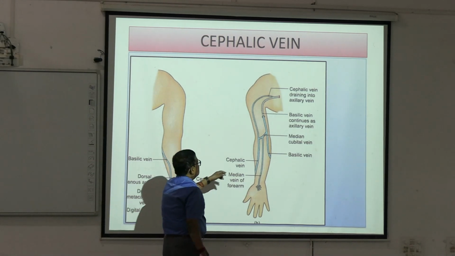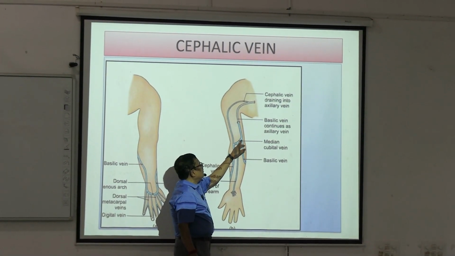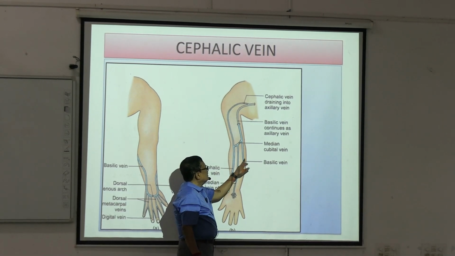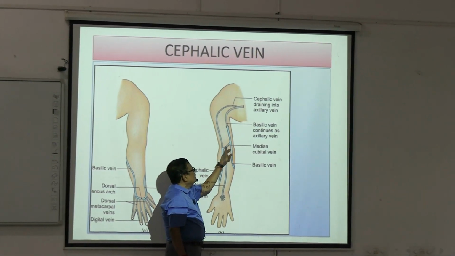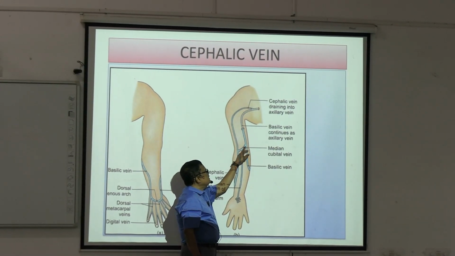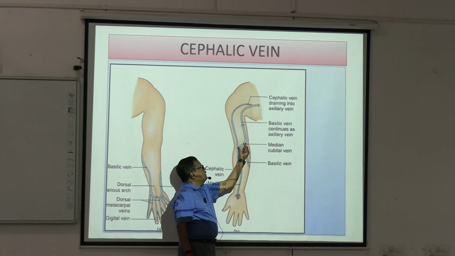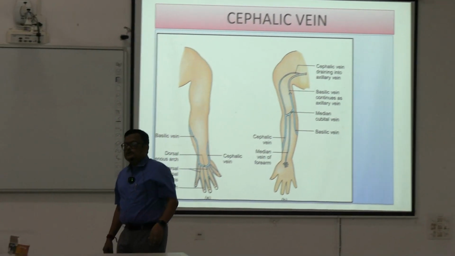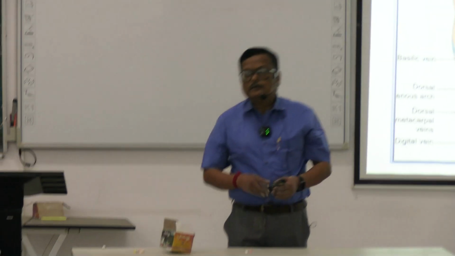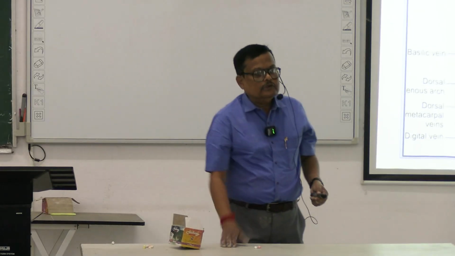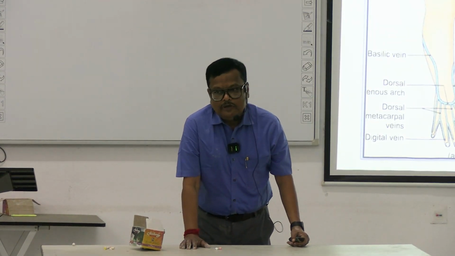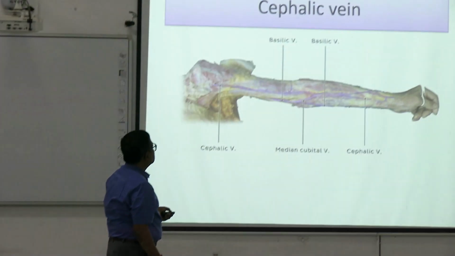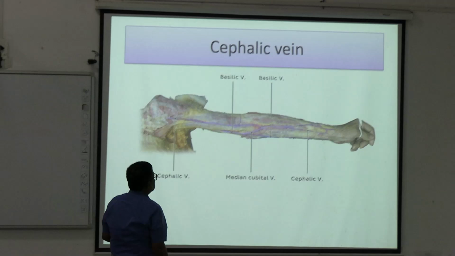One thing to say here: just in front of the elbow or below the elbow, it is joined with another superficial vein known as the basilic vein with an oblique communication, and this vein we call the median cubital vein. This oblique communication is known as the median cubital vein. So there is a communication between the two superficial large veins, the cephalic vein and the basilic vein. Look here.